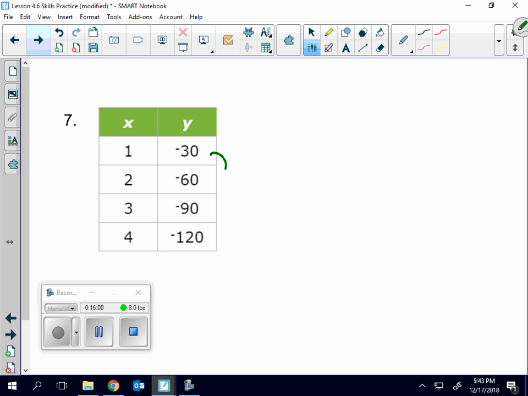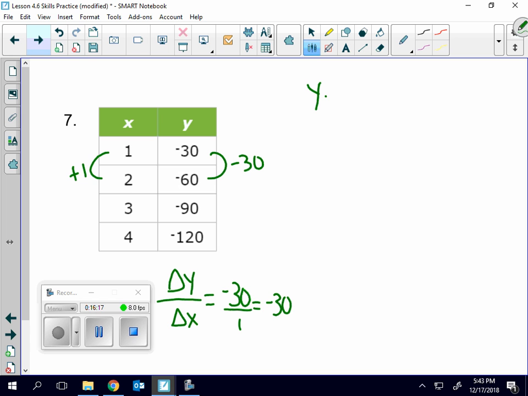Here we go. We are getting smaller by 30 and bigger by 1. The slope is negative 30 over 1, which is just a negative 30. y minus y1 equals m times x minus x1. The reason I write it down every time is so that I learn it. Of course, I know it. Hopefully you do now too.